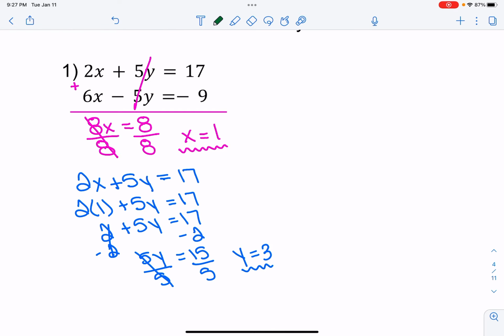Remember that your final answer has to be written as a coordinate. Be careful, make sure that you put your x variable first and then your y. So our x was 1, our y was 3. So this is our final answer.